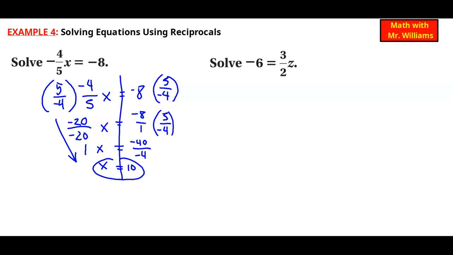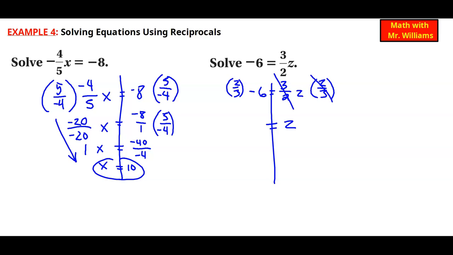We have negative 6 equals 3 over 2 times z. Writing down the equation, draw my line of equality. I'm going to multiply by the reciprocal, which is just 2 over 3 now, the flipping of that 3 over 2, on both sides. On the right, the fractions cancel, leaving me z equals 2/3 times negative 6 over 1. Negative 6 times 2 is going to give me a negative 12. 3 times 1 is 3. And negative 12 divided by 3 will give me a negative 4 for my final answer.